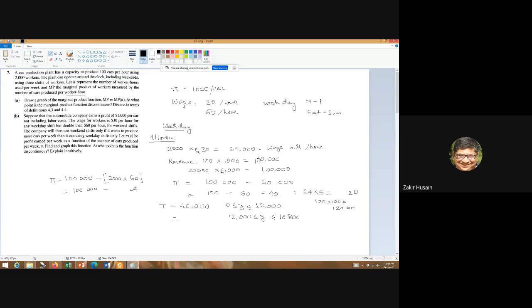So this will be 12,000. So you now have a loss. Okay. So if you produce only during the weekdays, you are going to get a profit of 40,000. But if you try to produce during the weekends, you have to pay a higher wage rate to the workers. In that case, your profit will go down and you are going to incur a loss.